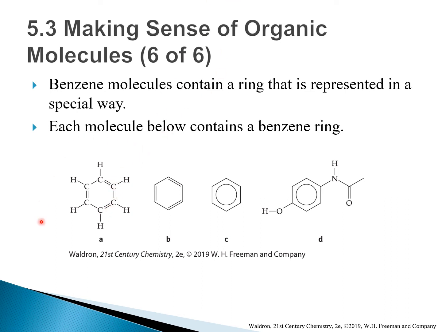The full structure of benzene is given in picture A. The line structure of benzene is given in picture B. The lengths of all 6 bonds in the ring of benzene are actually between a double and a single bond, more like a bond and a half.